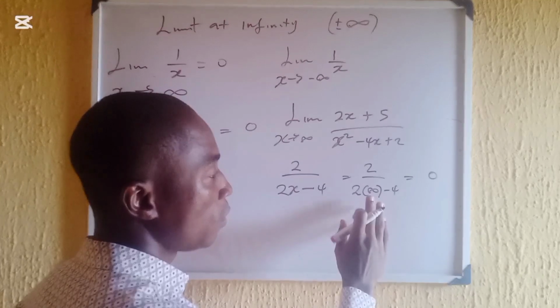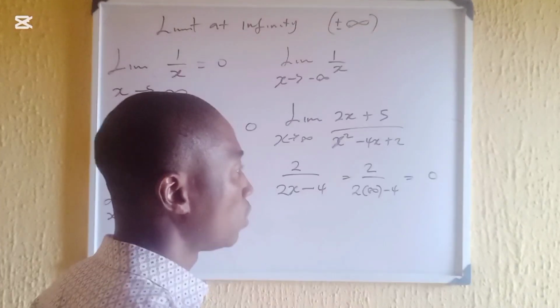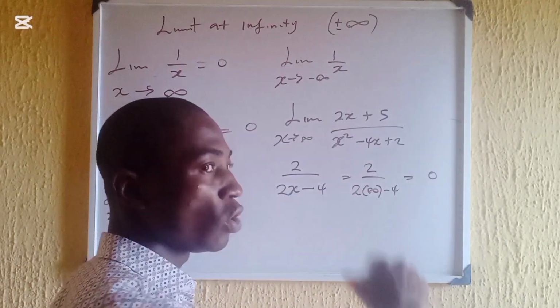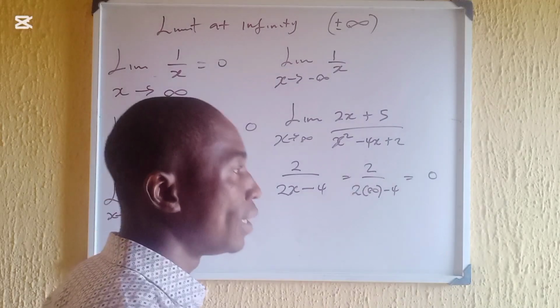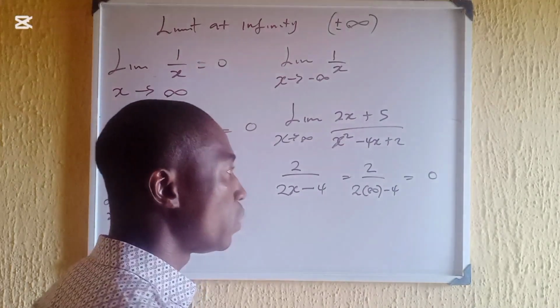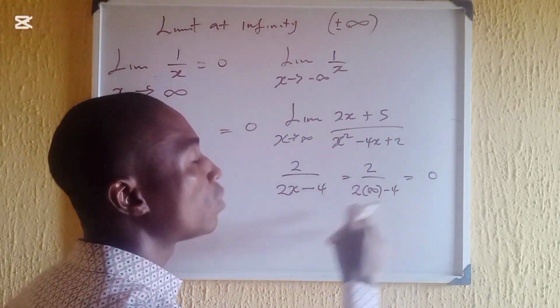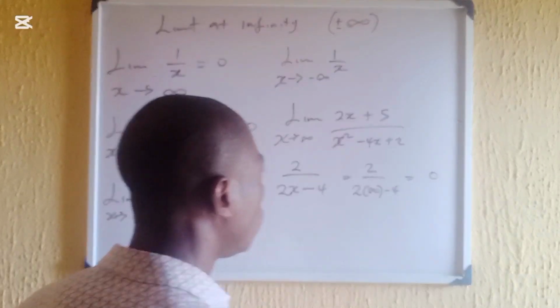So in case you're in doubt, infinity here means increasing without bound. So pick a number bigger than it. Pick another number bigger than it. Keep going, keep increasing without bound. You will see that the function will be decreasing, tending towards 0.